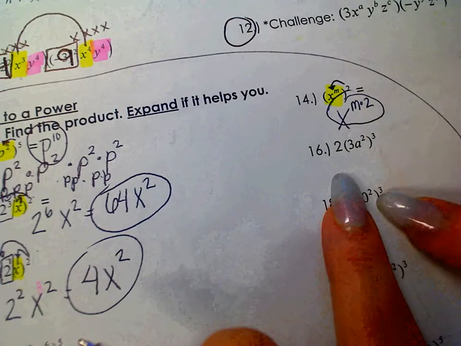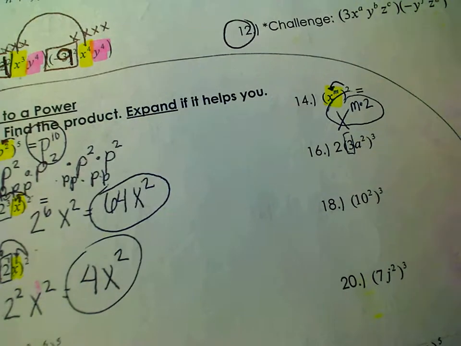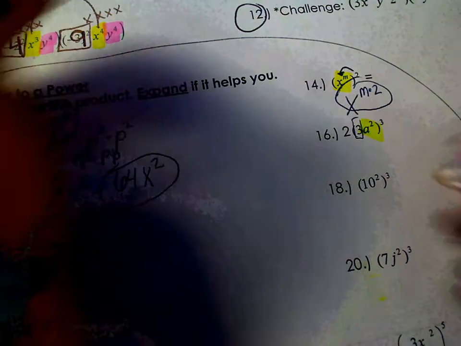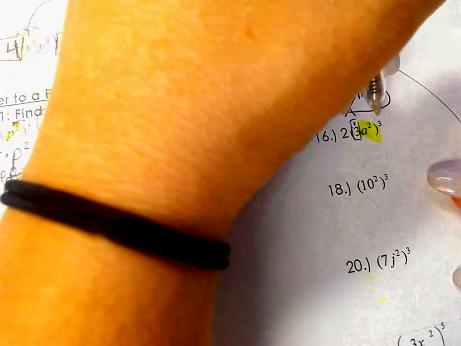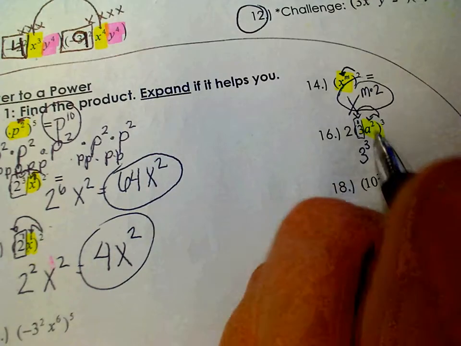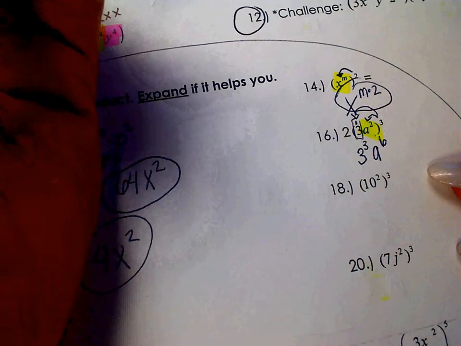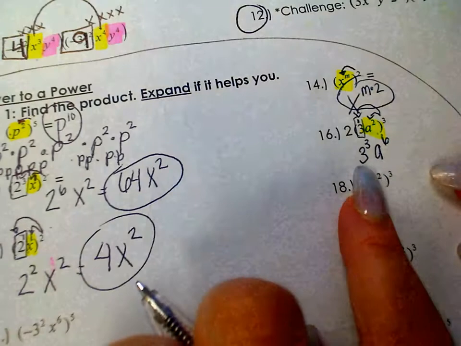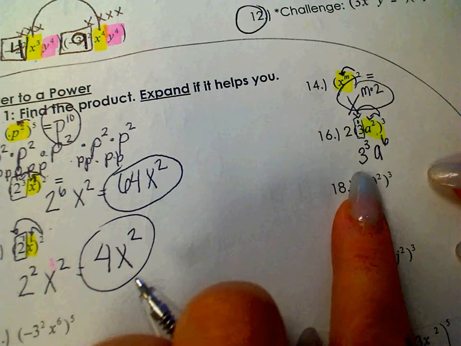Okay, 16. Box the 3. Highlight. Put a 1. Draw your arrows. So 3 to the first power raised to the third power is 3 to the third power. A to the second power raised to the third power is a to the sixth power. And then 3 to the third power is 27.